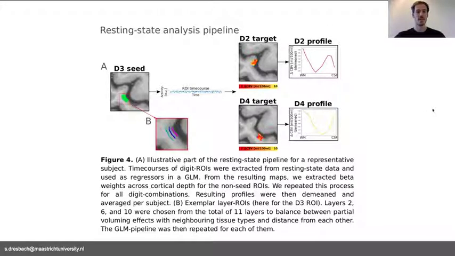The signal changes can be interpreted similarly to correlations. The resulting profiles of all digit combinations were then demeaned and averaged across subjects. Coming back to the depth-dependent mechanisms, we repeated this process for seeds in superficial, middle, and deep layers independently.